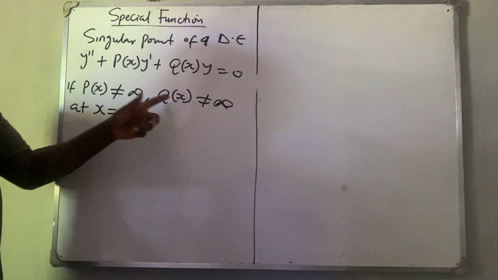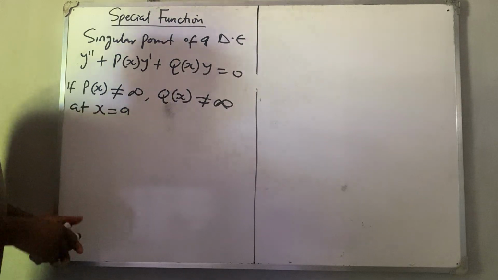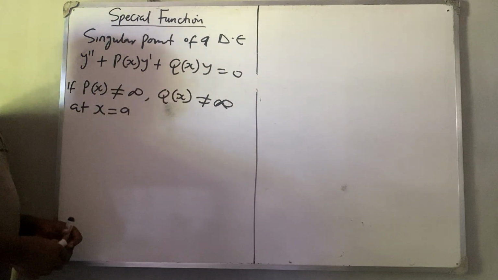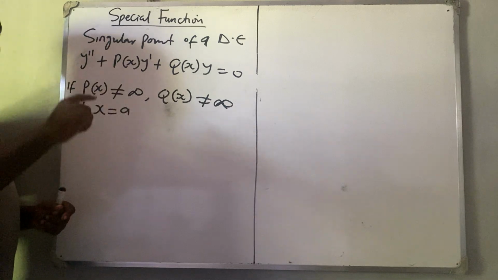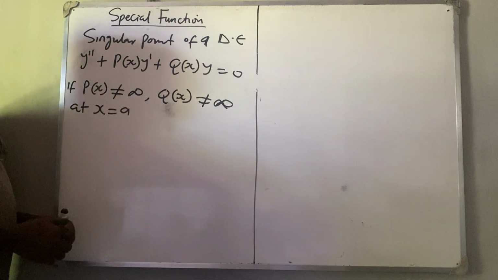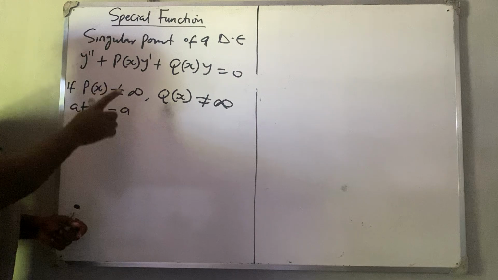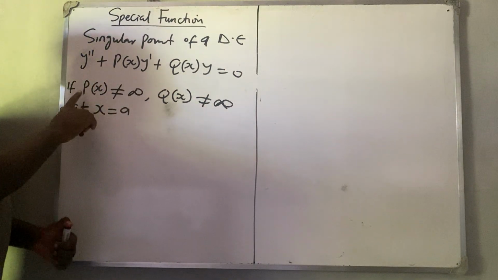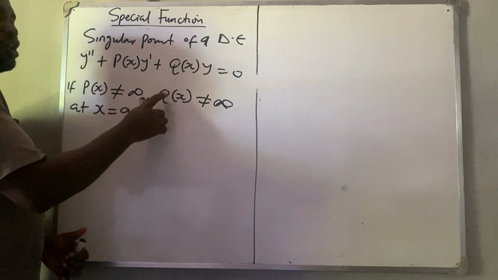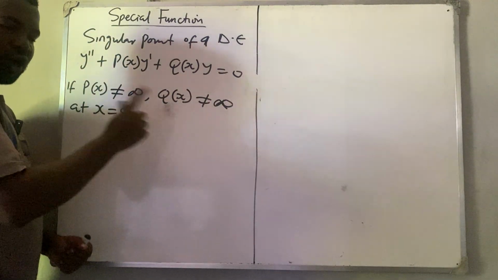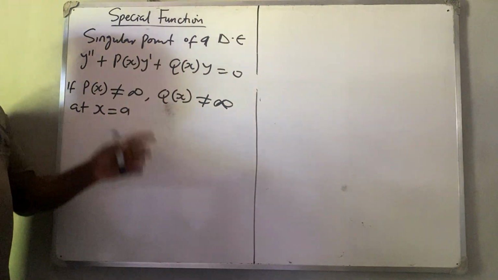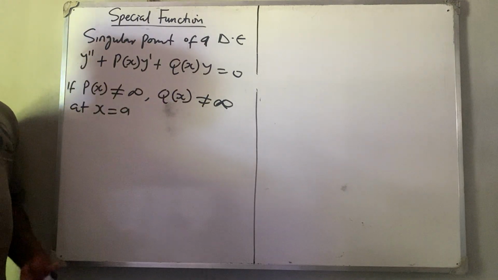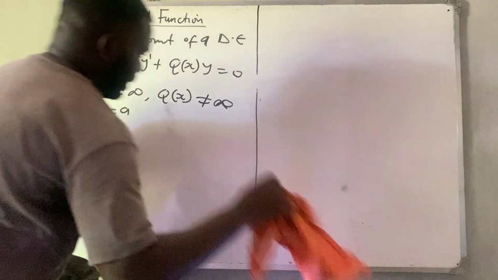So if they are not equal to infinity, we conclude that x equal to a is a regular point of this equation. But if they are equal to infinity, we say that it is a singular point of this differential equation. We don't even need to check both. If p of x or q of x, or even the two of them, is equal to infinity, we conclude that the point is a singular point. So we are talking about singular points now.